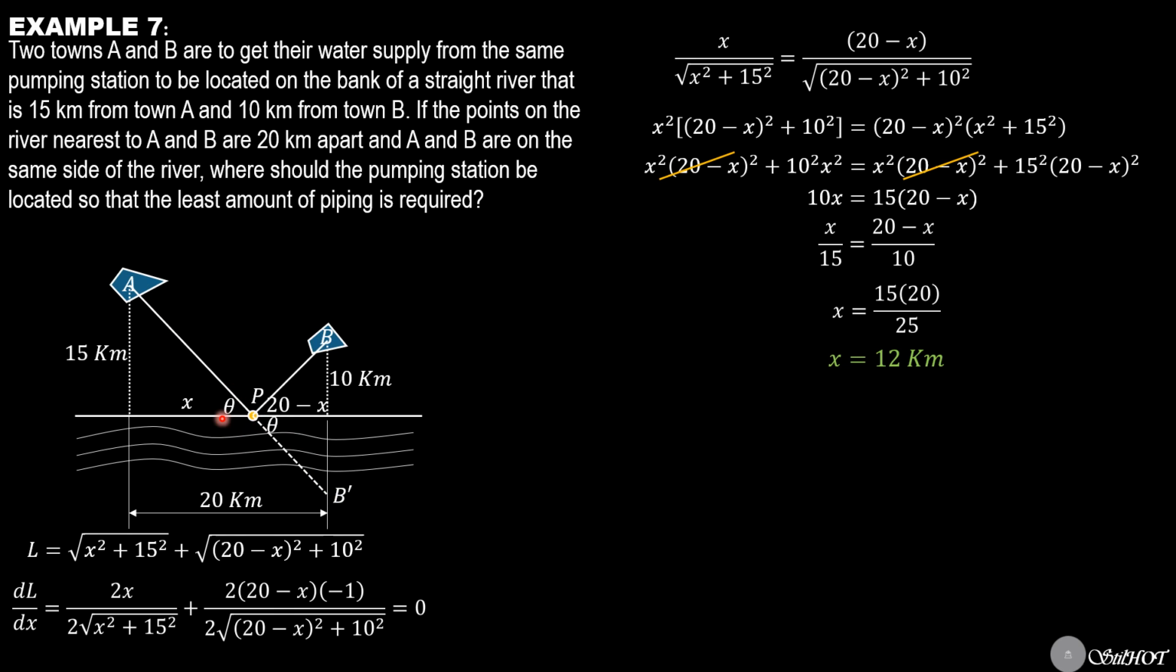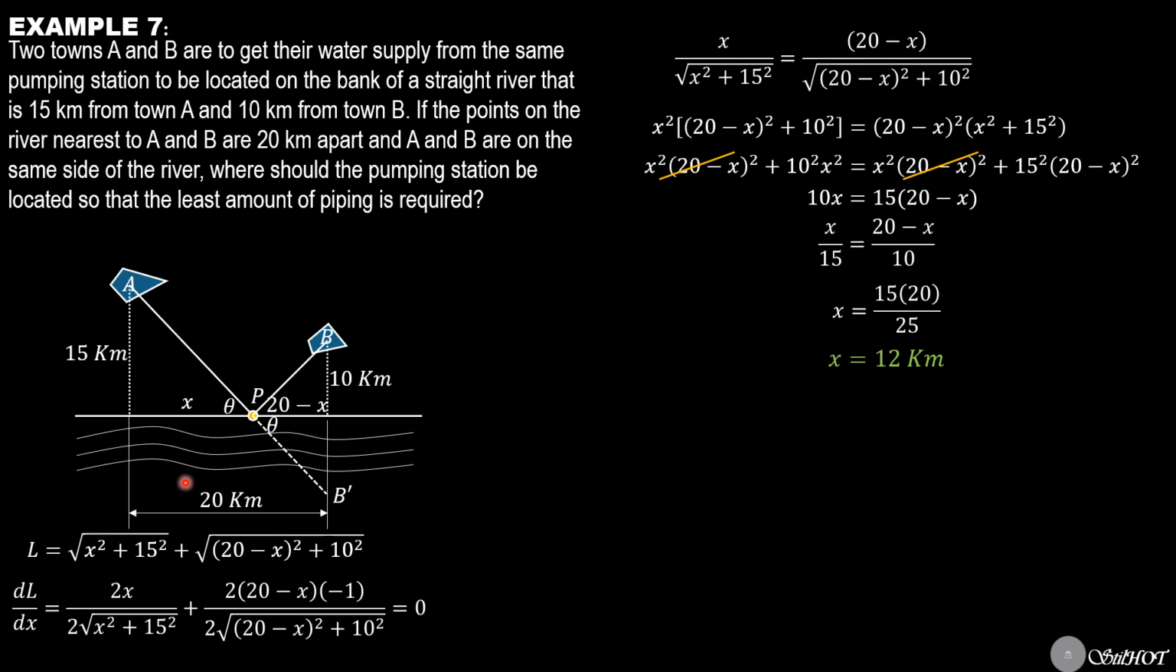If point P is here, it's inclined, so it's not the shortest. So that's it. You may proceed directly to this idea that we have similar triangles whenever you are confronted with the same problem. So x therefore is equal to 15 times 20 divided by 10 plus 15, which is 25. So x is 300 divided by 25. So x is 12 kilometers.